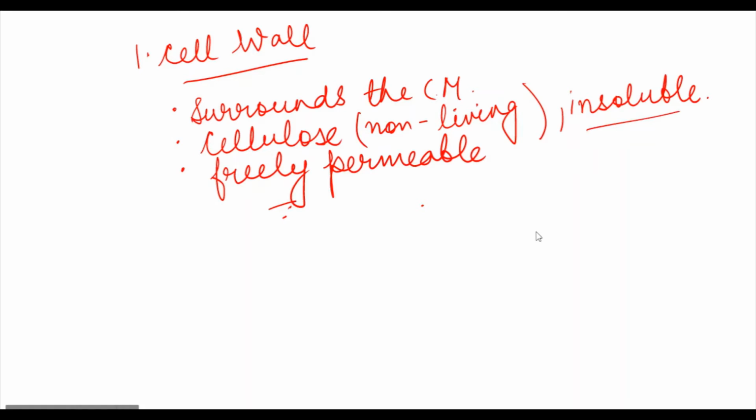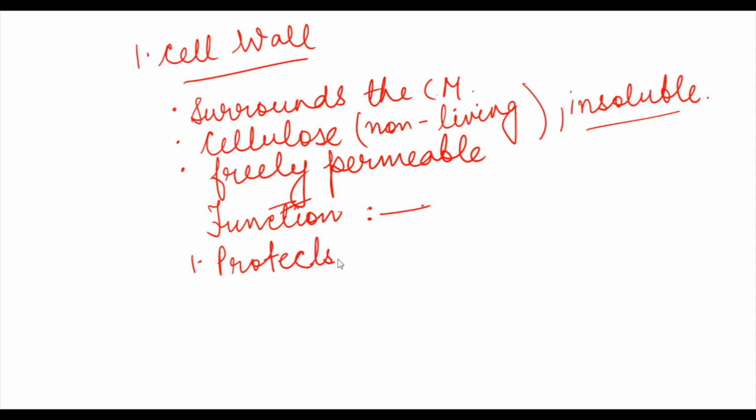Okay. Now let us talk about the function of cell wall. What can be the function of cell wall, children? First function is what? Protection. Cell wall protects the cell contents. Okay, so this is the first function and the same applies to the cell membrane as well. So first it protects the cell. Next is what, children? Next, it provides shape to the cell. It provides shape to the cell, and last but not the least, it also provides rigidity to the cell to some degree.